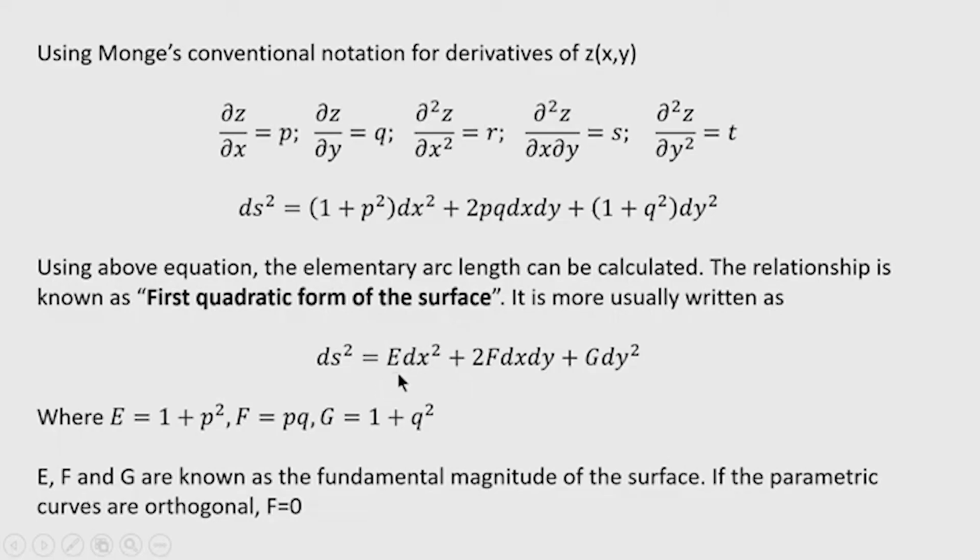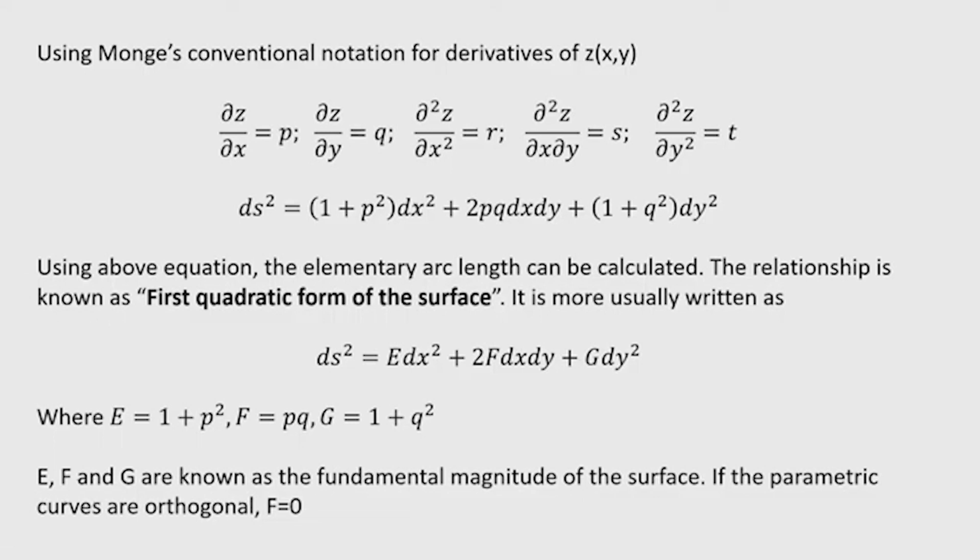So, ds square is sometimes written using certain notations, say E into dx square plus 2f dx dy plus g dy square, where E is 1 plus p square, f is equal to p q, g is equal to 1 plus q square. E, f, g are known as the fundamental magnitudes of the surface, and if the parametric curves are orthogonal, then f will be 0. So, defining a point on the curves, we can find the fundamental magnitudes of the surface.